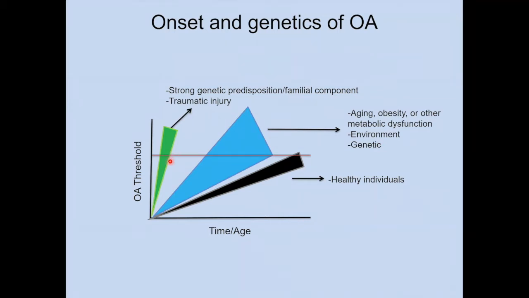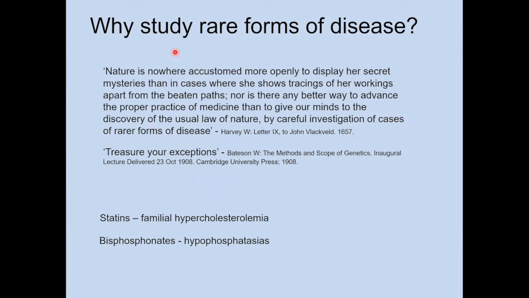Then there's this third group that gets OA relatively early in life, or clusters with families. There are two components to this group: clearly a strong genetic predisposition, or familial component, and finally traumatic injury. Those people who have had some sort of injury obviously develop OA sooner than they would otherwise. And so my interest really is in studying this group of individuals here, and it'll become clear in a minute why we can do that here at Utah. We have several unique resources which allow us to take advantage of this population, which has really been understudied in the OA field.